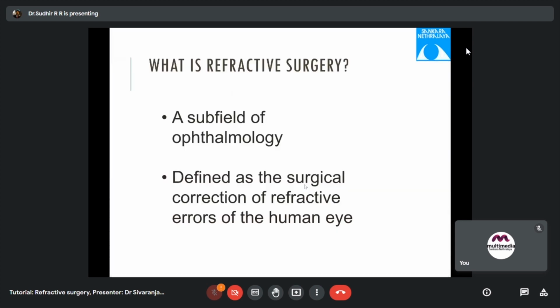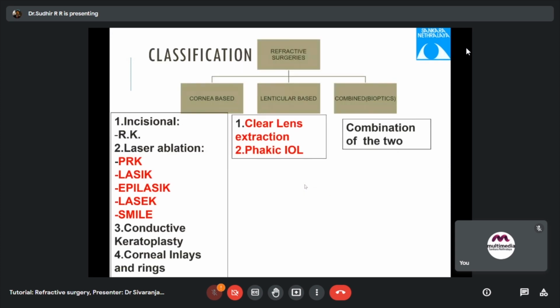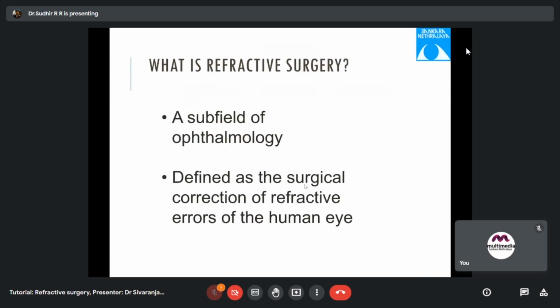Refractive surgery is a subfield in ophthalmology. Here, surgical correction of refractive errors of the human eye is done. Let's stop here once for the first years. If you are doing a medical management of a refractive error, what are the options you have for the patient?